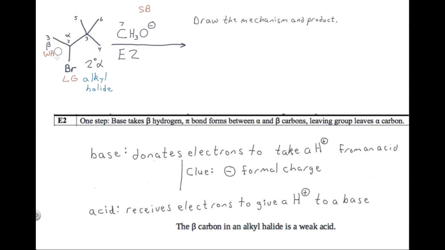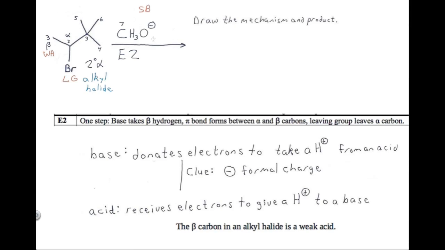I've labeled this beta carbon Wa for weak acid. It's a fact that you should simply memorize that the beta carbon in an alkyl halide is a weak acid. This beta carbon is going to act like an acid because it's going to give away a proton to the base. Strong means reactive, and weak means unreactive. Because our base is strong, it's reactive enough to react even with a weak acid.